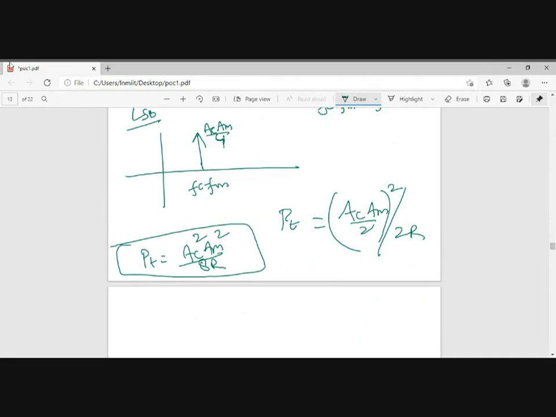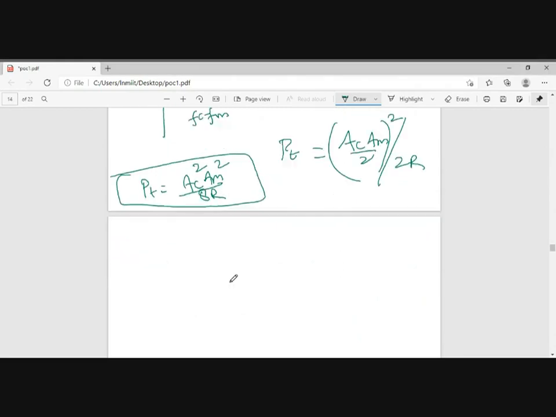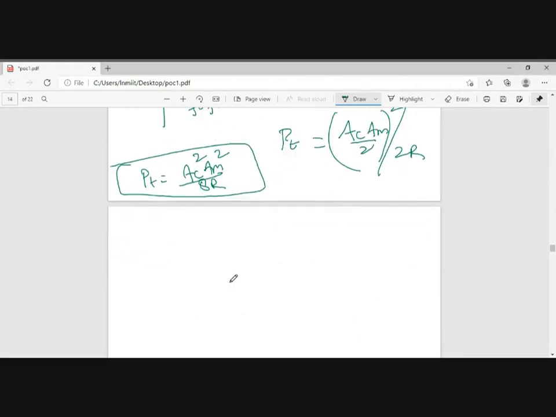Does anyone have confusion related to this? We have calculated the power of so many sinusoidal signals. Is there any confusion related to this? Anyone of you having a query regarding this?